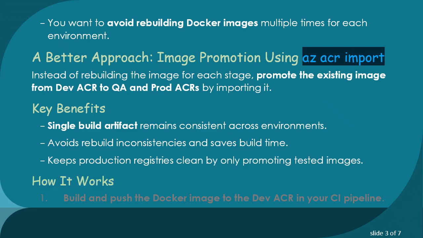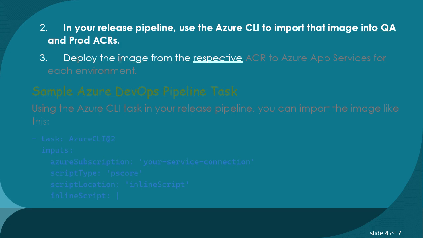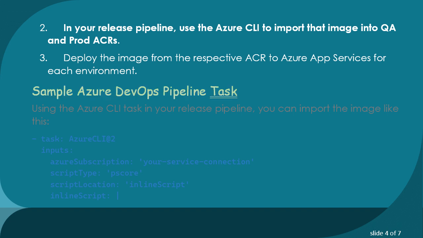How it works. Build and push the Docker image to the dev ACR in your CI pipeline. In your release pipeline, use the Azure CLI to import that image into QA and prod ACRs. Deploy the image from the respective ACR to Azure App Services for each environment. Sample Azure DevOps Pipeline task. Using the Azure CLI task in your release pipeline, you can import the image like this.